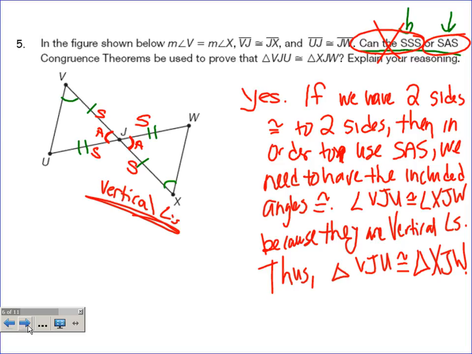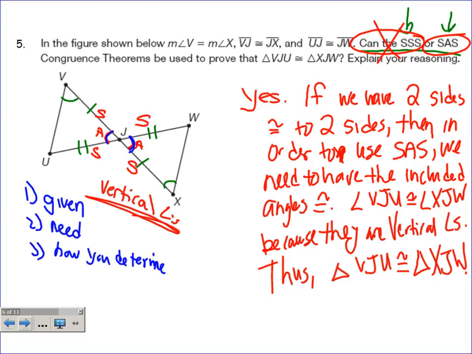But you describe what is given to you up here, that two sides are congruent to two sides. Then you describe what you need. I'm going to write this down so you guys can follow this. You describe, first off, what's given. You describe what you need. And then you describe how you determine that stuff. We needed these two angles, so how do we determine it? We determine those two were congruent by the vertical angles theorem. And then at the very end, you say this triangle is congruent to this triangle. Whatever you're trying to prove, you write that at the very end.